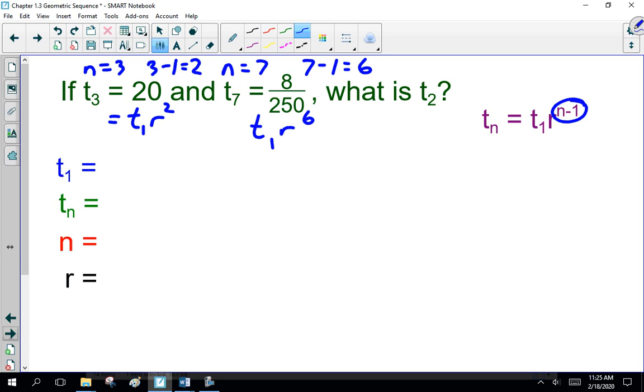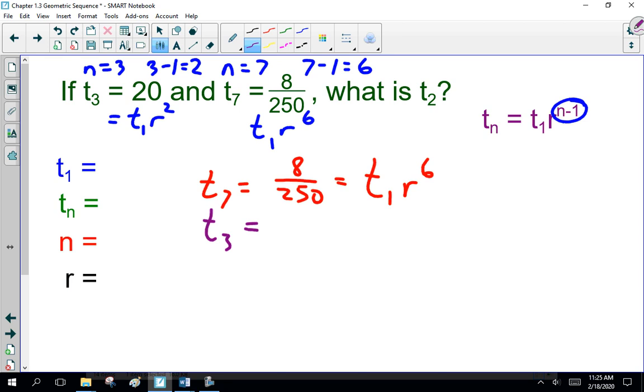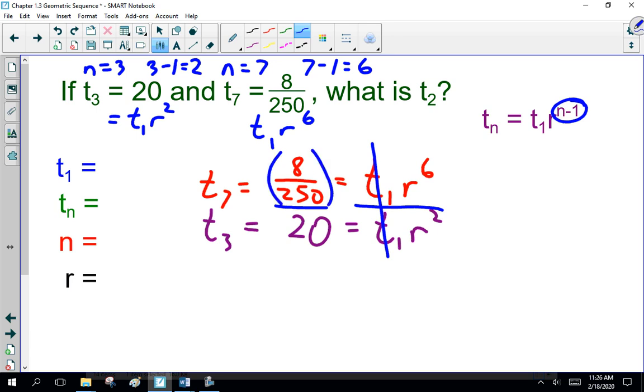Now, one term on top of the other. T7 is T1 r to the 6. Oh, sorry. I'll write out the numbers first. 8 over 250 is T1 r to the 6. What's my other term? T3, which is, well, what's the value of T3? 20. And the generic equation for it is T1 r squared. So, doing a little bit of division, T1 divided by T1. Notice I don't know what they are, and I don't care because they cancel out. So now I need somebody with a calculator. 8 divided by 250 divided by 20 is what? 8 over 5,000, I think.